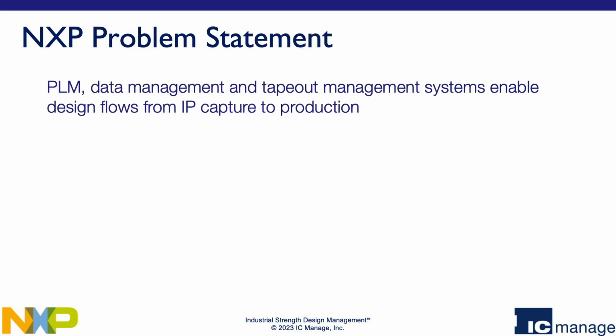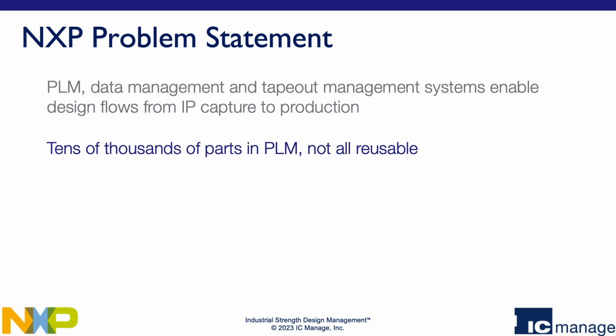So where did the need for an IP catalog project start? First, the PLM, data management, and tape-out management systems in place were effective in helping design teams complete projects. The PLM system had information about tens of thousands of IP parts, but had no designation on if they were reusable or how to reuse them. Engineers really had to track down the original IP owner to find out basic information to decide on which IPs they might want to use.